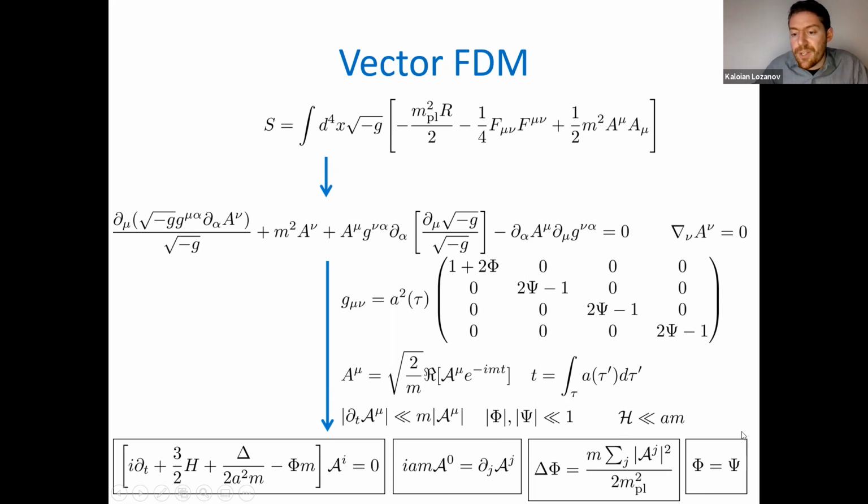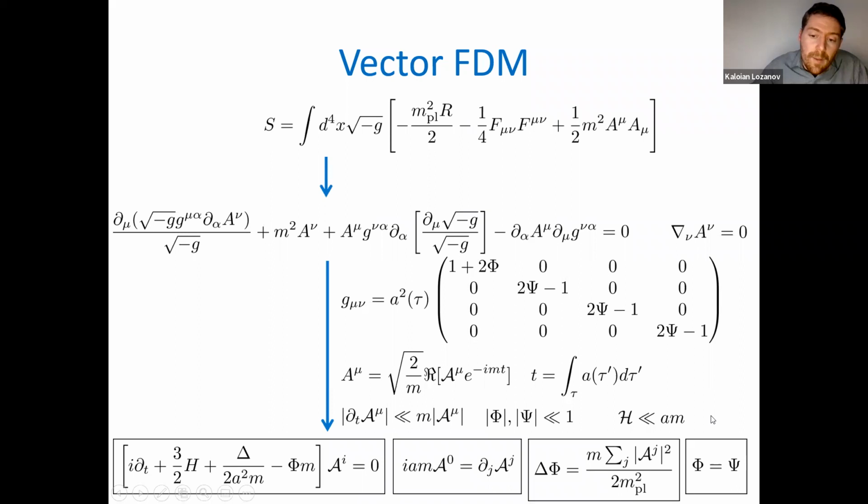From the second box, one can see that there is a hierarchy between the time-like and space-like components. Basically, the time-like component is suppressed with respect to the space-like components by one factor of the ratio of the spatial derivative and the rest mass. And because of that, in the Poisson equation, only the space-like components appear and the time-like component doesn't appear.